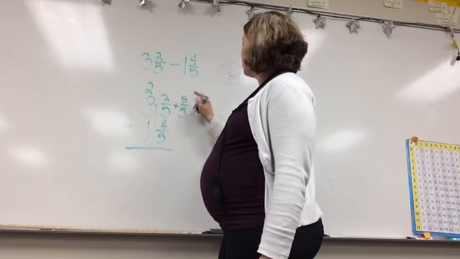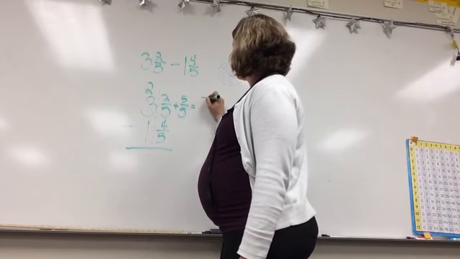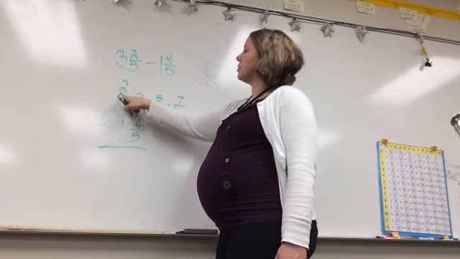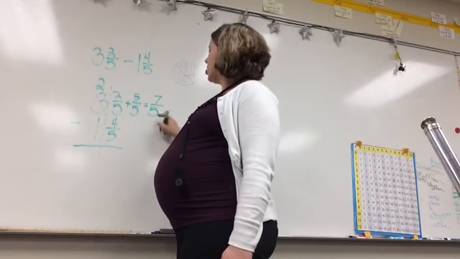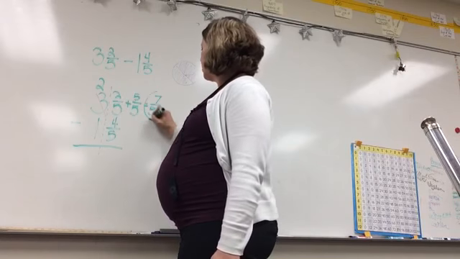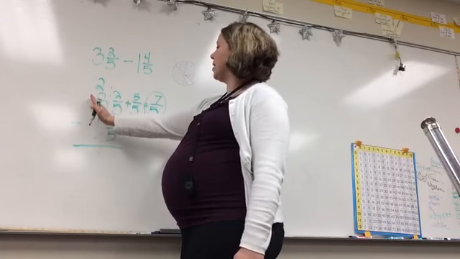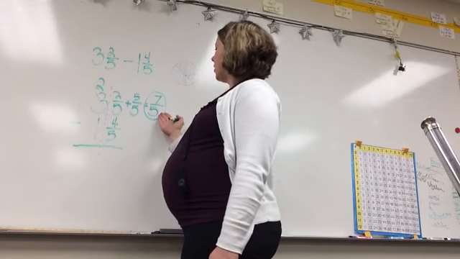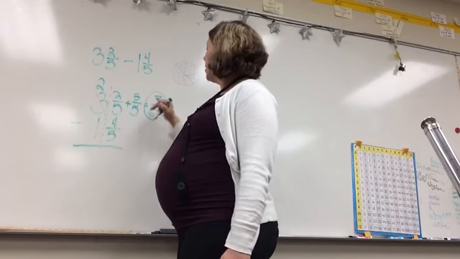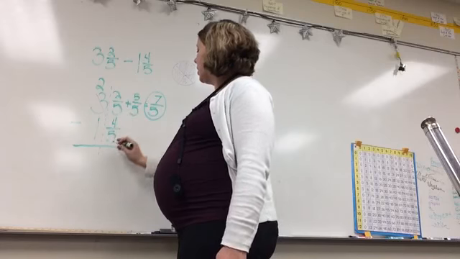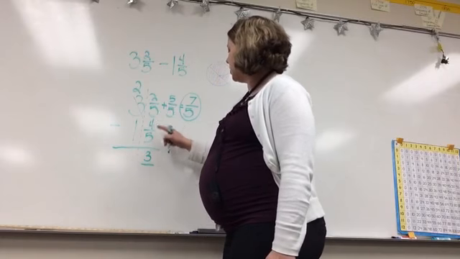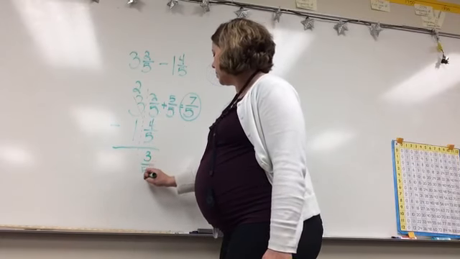I add the top. 2 plus 5 equals 7. 7 fifths. So now I have 2 over here instead of 3. And this fraction is now 7 fifths instead of 2 fifths. So this is the one I'm subtracting now. I took the one here and I moved it over here. So now I can subtract because 7 is bigger than 4. So 7 minus 4 is 3. And I leave my denominator the same, fifths.